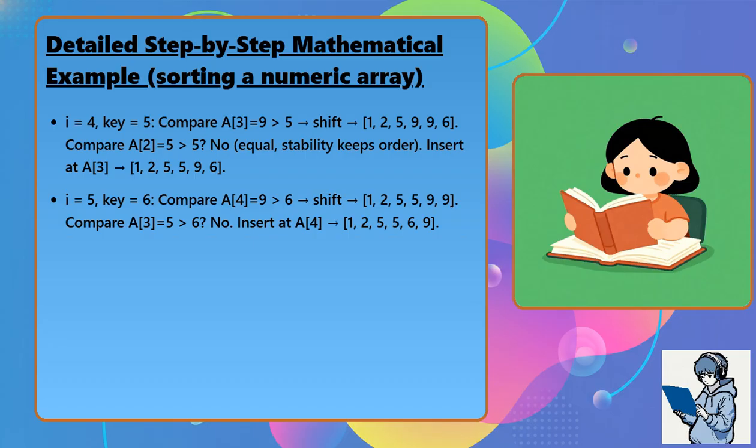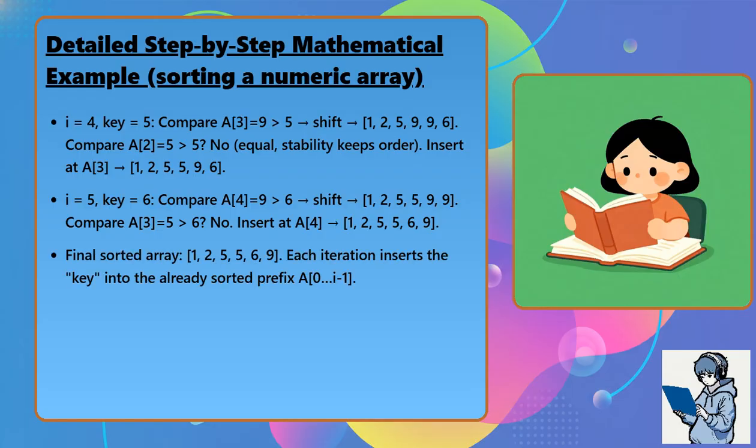i equals 5, key equals 6. Compare A[4] equals 9 greater than 6, shift, resulting array 1, 2, 5, 5, 9, 9. Compare A[3] equals 5 greater than 6? No. Insert at A[4], resulting array 1, 2, 5, 5, 6, 9. Final sorted array 1, 2, 5, 5, 6, 9. Each iteration inserts the key into the already sorted prefix A[0..i-1].